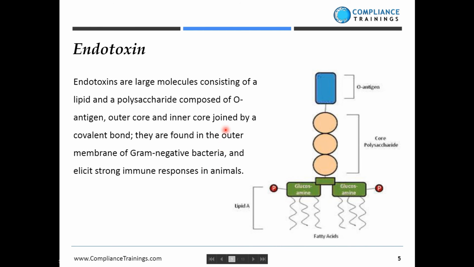Okay, so here we talk about endotoxins. Endotoxins are large molecules consisting of a lipid and a polysaccharide composed of an O antigen. So here we have the O antigen, here we have the polysaccharide, and then it's joined by a covalent bond. They are found in the outer membrane of gram-negative bacteria. So one of the most common ones that you'll see, especially if you're using E. coli for production, is E. coli, of course, but some of the other organisms as well.